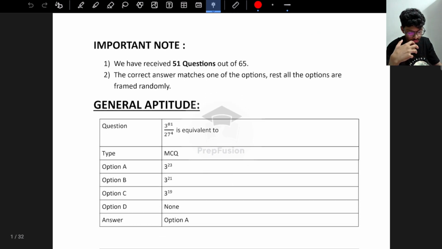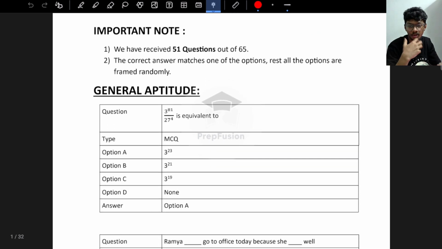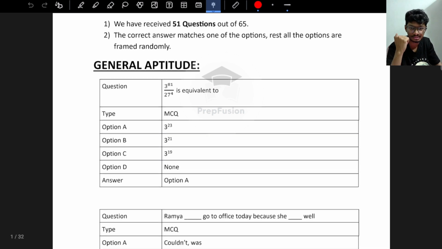So let's start. Talking about the level of the paper, it was mostly on the easier side, not on the difficult side, not on the moderate side. But you cannot predict anything about EC. EC can come moderate, EC can come difficult, it can come easy. You cannot predict anything else. Let's start with our discussion. We'll start with general aptitude.